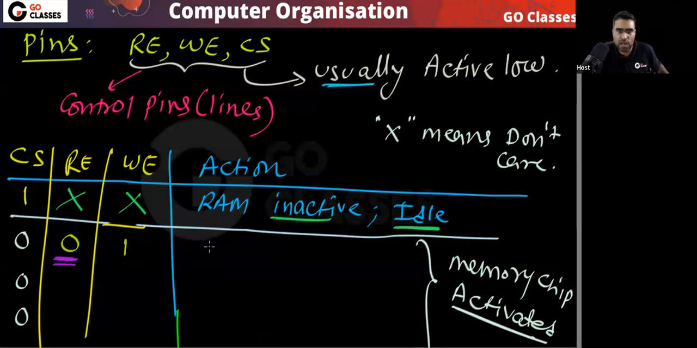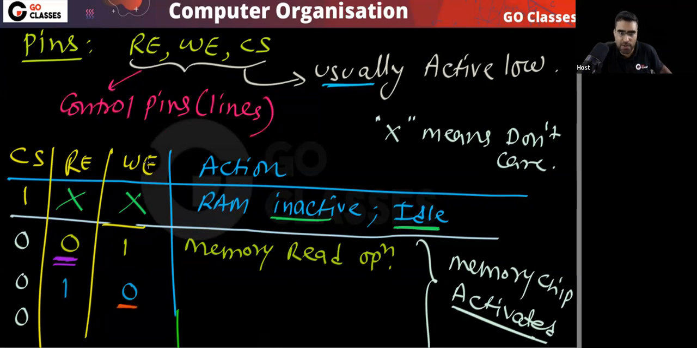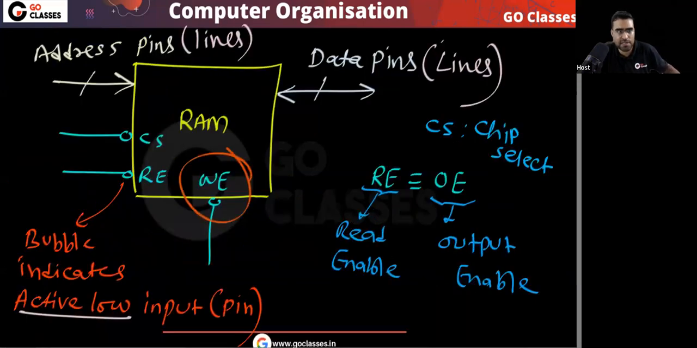In this situation, a memory read operation will happen. Next, if I make write enable 0 and read enable 1, now a memory write will happen, because this write enable input is active low, meaning when it is low, then it will be active. When you make it 0, then writing will happen in this RAM.